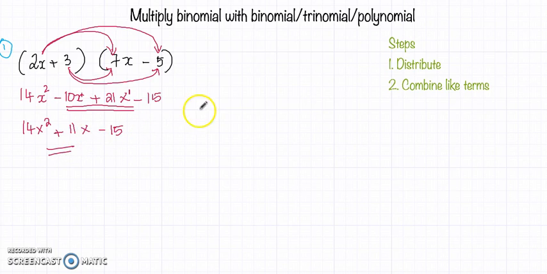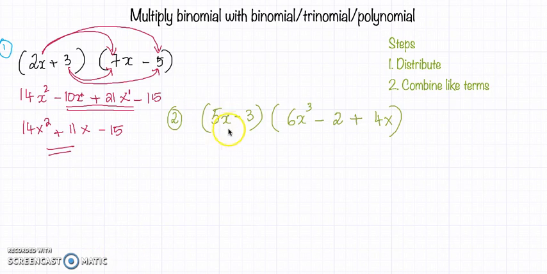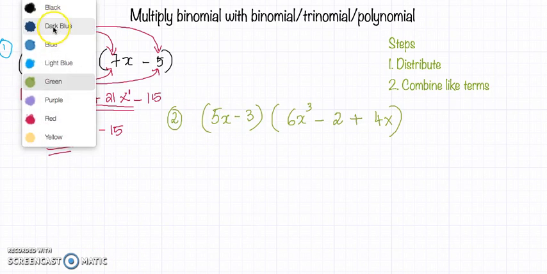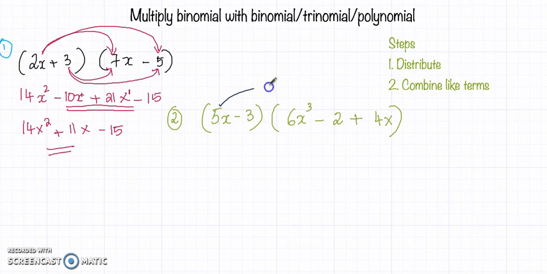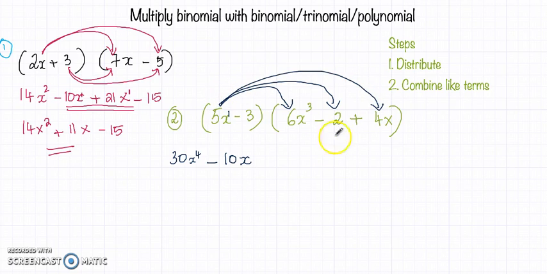One last example. Here's your last example. Let's distribute. First rule is to distribute. So 5x times 6x cubed. 5 times 6 is 30. x to the first and x cubed is x to the fourth. 5x to the first times negative 2 will be negative 5 times 2, 10, and then you have 1x. Now you distribute it to the third one. 5 times 4 is 20, and you have x to the first and x to the first, so it'll be x squared altogether.